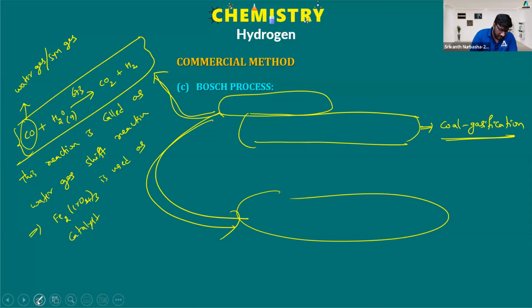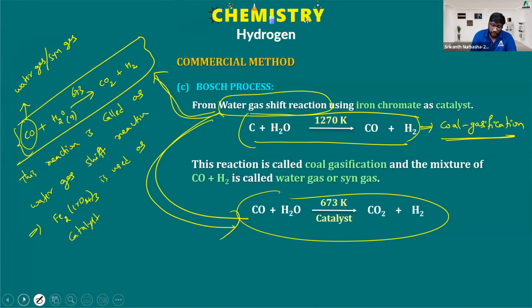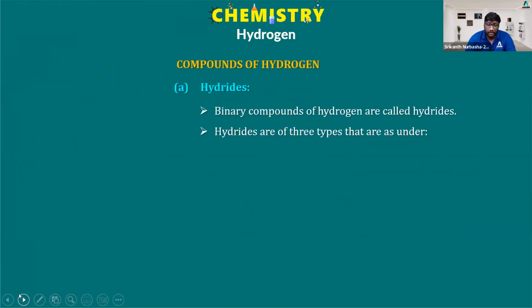So last class we discussed the methods of preparation of hydrogen gas, and after that we are good to start with the different types of compounds of hydrogen. The first type is going to be hydrides. How many types of hydrides do we have? Ionic hydrides, covalent hydrides, as well as interstitial hydrides.